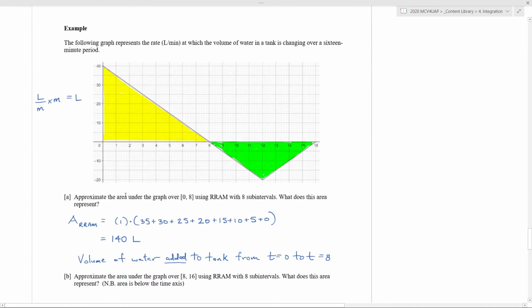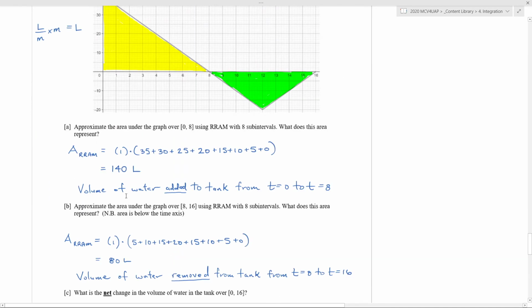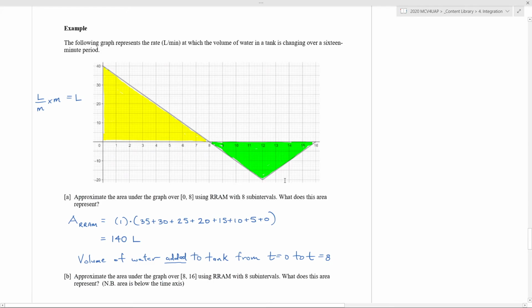Okay, is this the last example? Yeah. So the last example here is slightly different. Now we've got a rate graph, again liters per minute, but this time part of it is above the time axis and part of it is below the time axis. I've shaded the part above in yellow and below in green. So we're going to find the area under this rate graph.